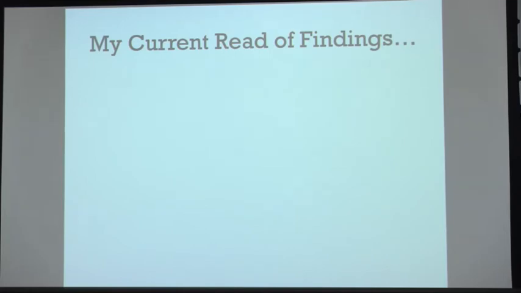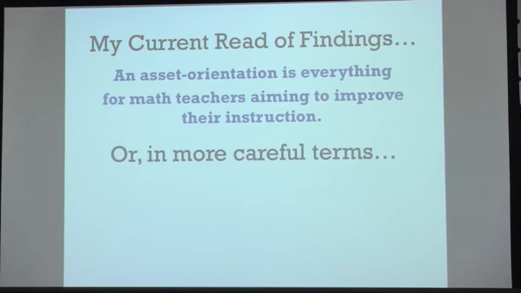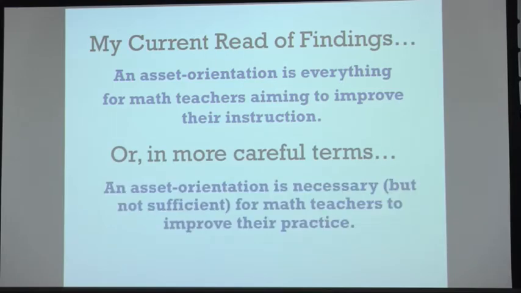So my current read of the findings is the title of this talk: asset orientation is everything for math teachers who are trying to improve their instruction. Okay, that's a little bit dramatic, but the more measured version is an asset orientation is necessary but not sufficient for math teachers to improve their practice. My point is that it's really a linchpin, and it's something that I think we too often overlook.